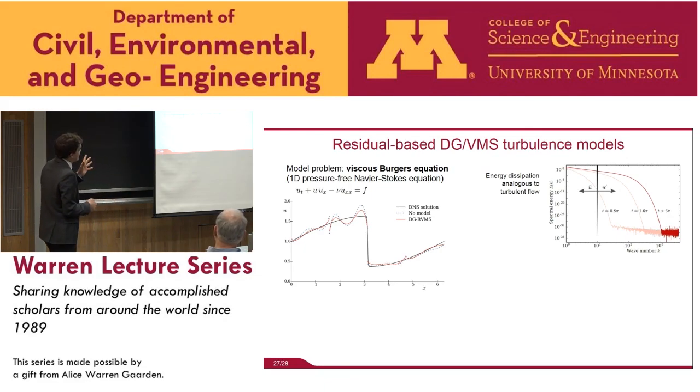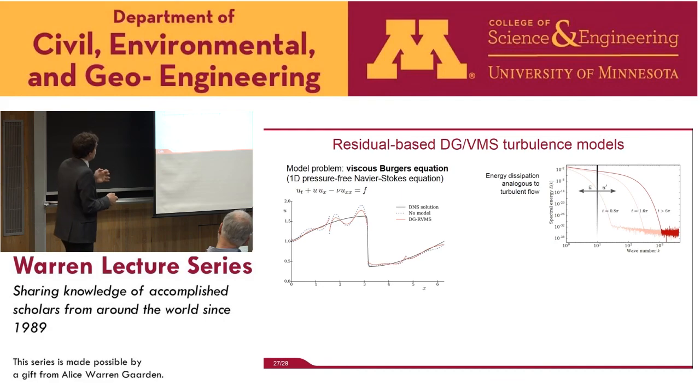So we apply a DG method based on just four elements, and we find this dotted solution without our VMS-based model, and the red solution from the VMS model with a subgrid scale model included.